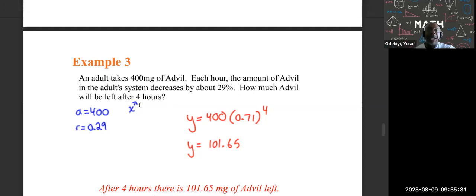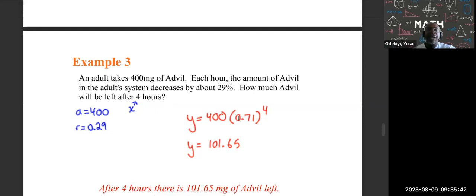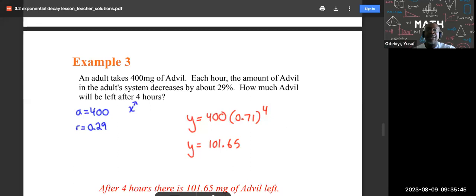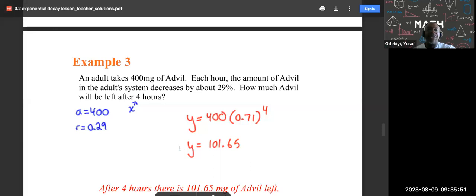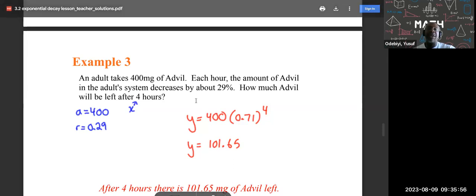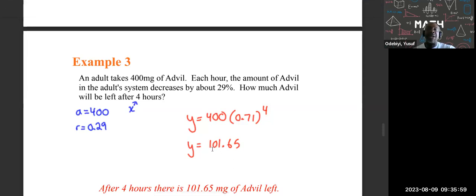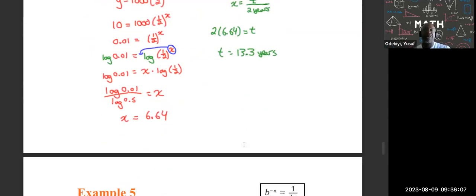So my X is going to be 4, okay? My rate is 0.29. In the bracket I'm going to have 1 minus 0.29, and you get 0.71. So here is how much would be left in my body if I have 400 milligrams of Advil. After 4 hours, it's going to be 101.65 milligrams left in my body. We're not going to use logs, because logs is something you do in grade 12.